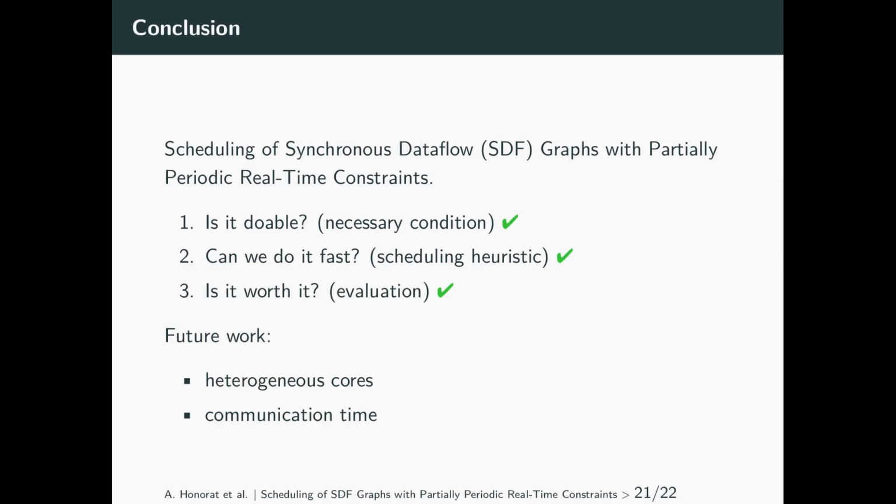It is now the time to conclude this presentation. In this presentation, we have tackled the scheduling of synchronous data flow graphs with partially periodic real-time constraints. We have made two contributions, a schedulability necessary condition and a fast scheduler. We have evaluated both, and we have compared them with optimal solutions. The scheduler is simple but quite promising, even if non-preemptive.